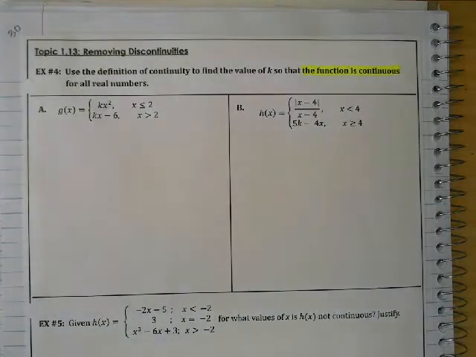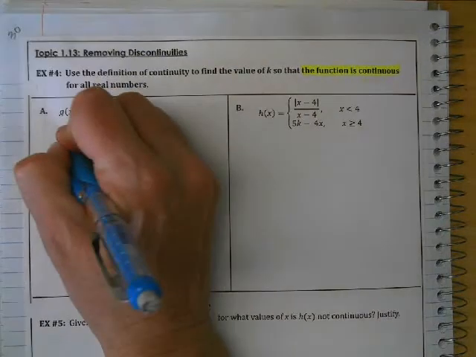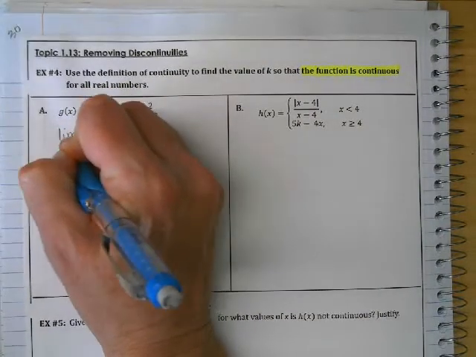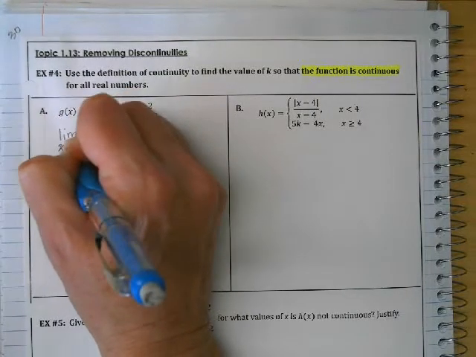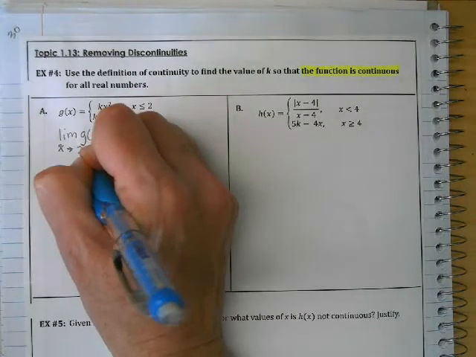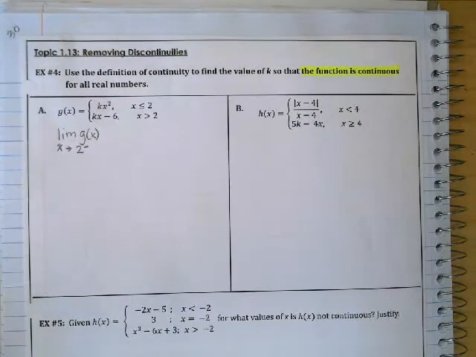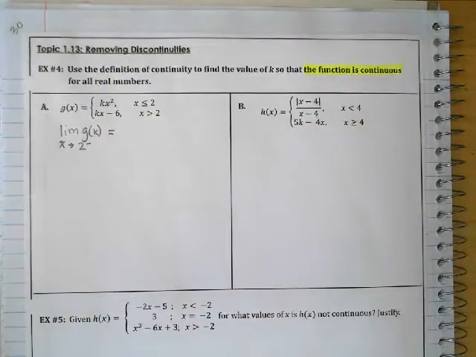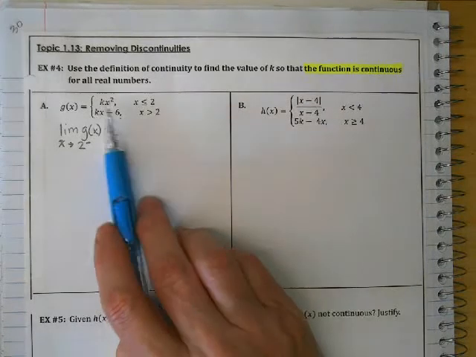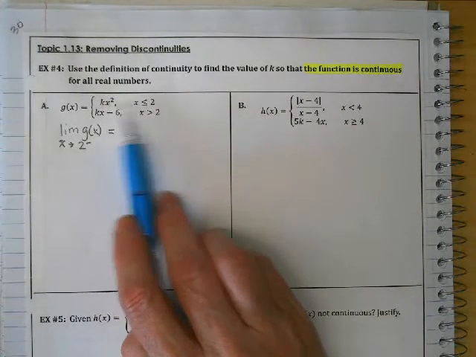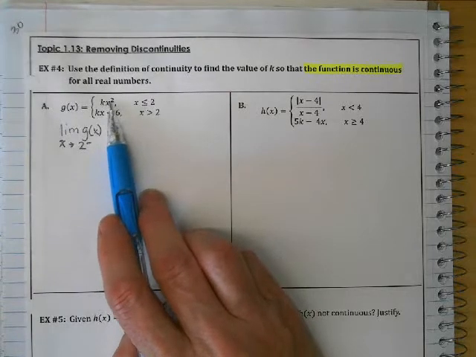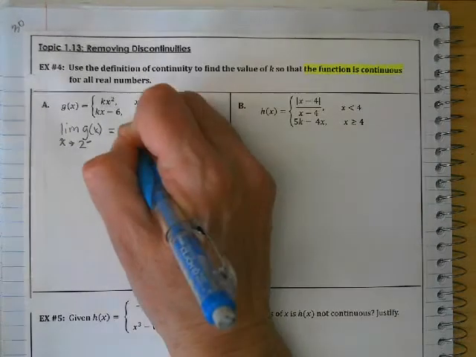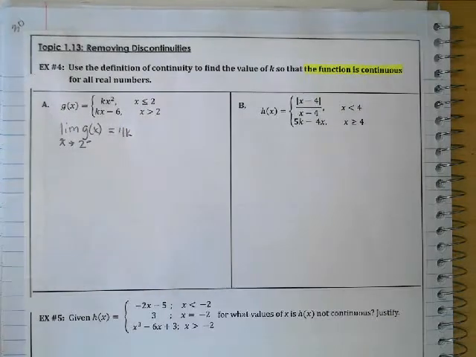Let me grab my notes here. So I'm going to say that the limit of g of x as x approaches 2 from the left is going to be equal to 4k. Now, why do I know it's 4k? Because I'm going to plug in that 2 right there. 2 squared is 4, so it equals 4k.